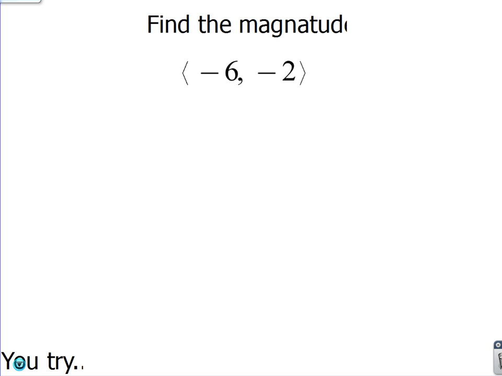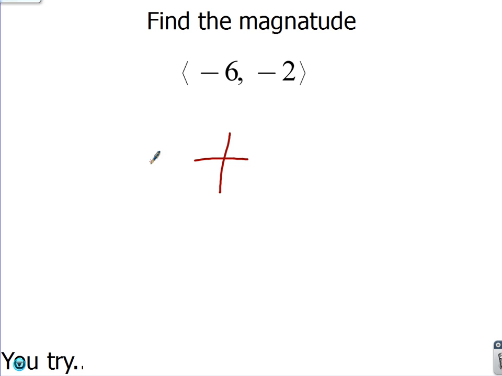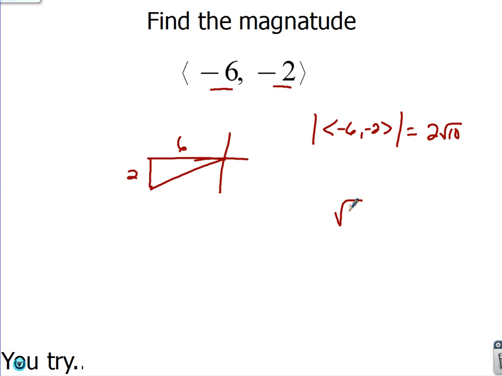Find the magnitude of the vector -6, -2, and again, do it in your head. This is your A and B. If you actually drew it, -6, -2, this is your A and B of that right triangle that you're trying to find. This is 6, this is 2. 6 squared plus 2 squared, your magnitude of this vector would be what? 2 root 10. It's root 40, which splits into the square root of 4 times the square root of 10, which is 2 root 10.